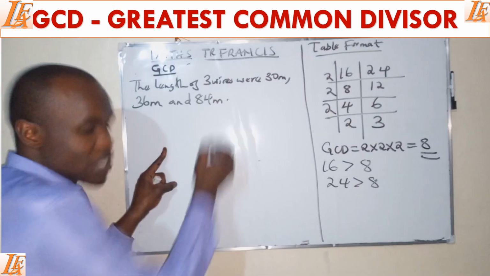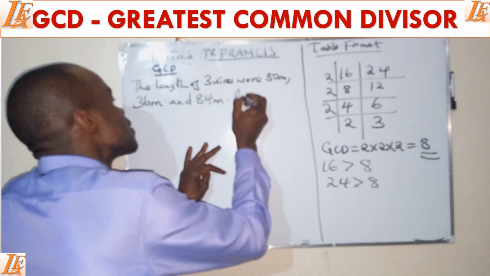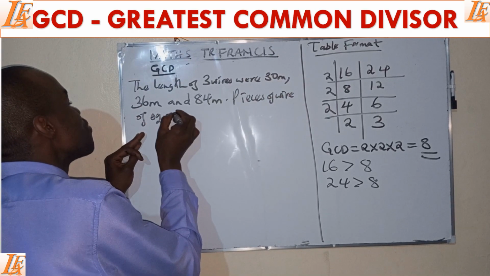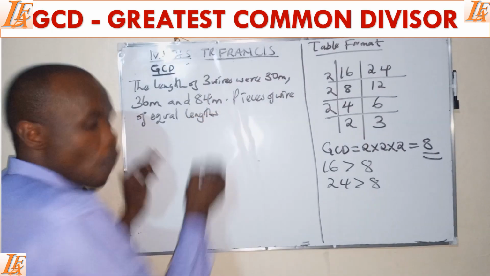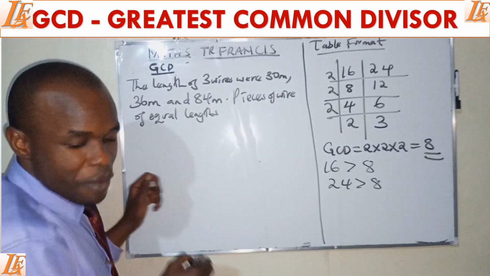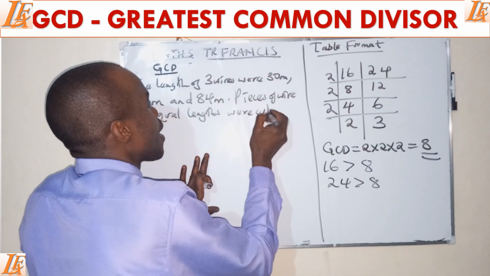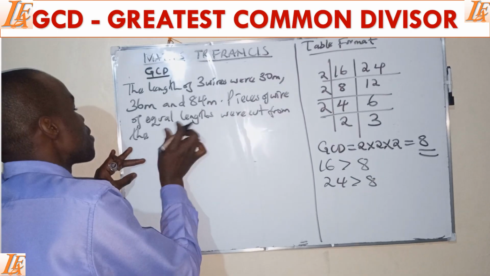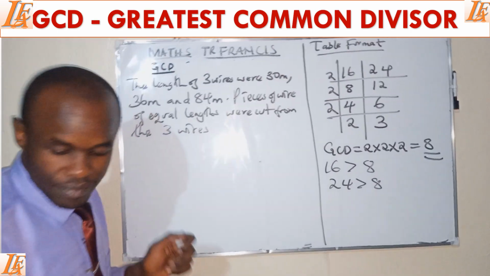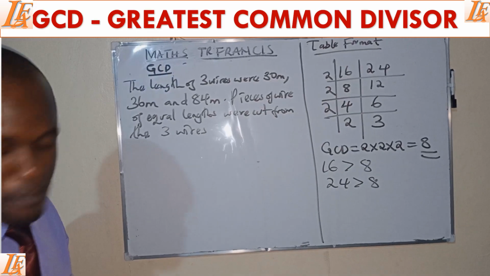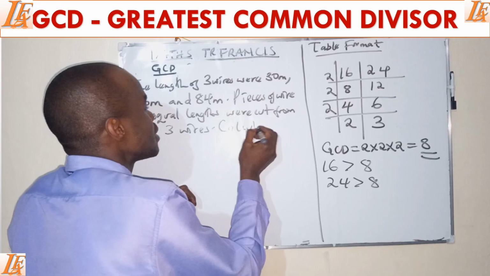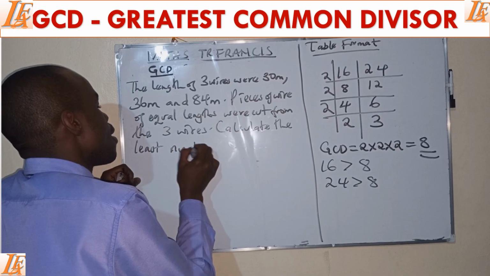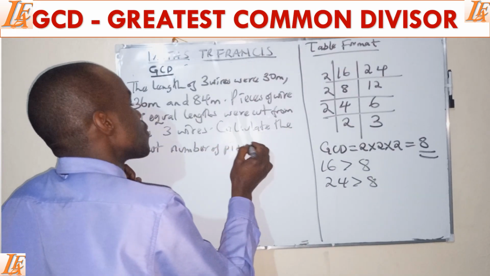Pieces of wire of equal length were cut from the three wires. Then you ask, calculate the least number of pieces obtained.